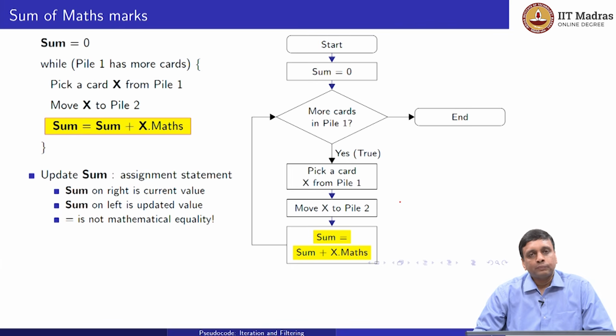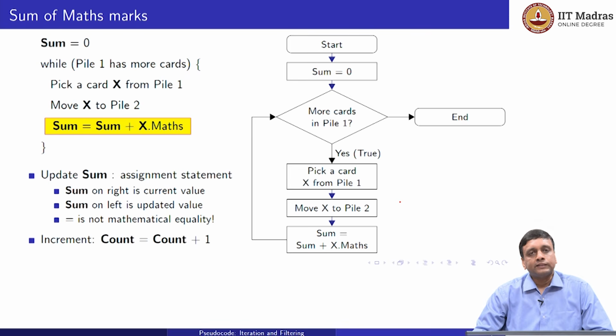Now here we have written something which might look a little strange to some of you. We have said that sum is equal to sum plus x dot maths. This looks like we are saying that a is equal to a plus b, but this is not an equality. What sum stands for is the value that it holds. In this assignment statement, we are saying take the current value of sum, which is on the right hand side, add to it the current value of the maths marks of the card x that we have read, and once we have added it, replace it into sum. So the sum on the right is the current value, the sum on the left is the updated value. So equality here is assignment, it is not the mathematical equality. We will come to that in a later algorithm.